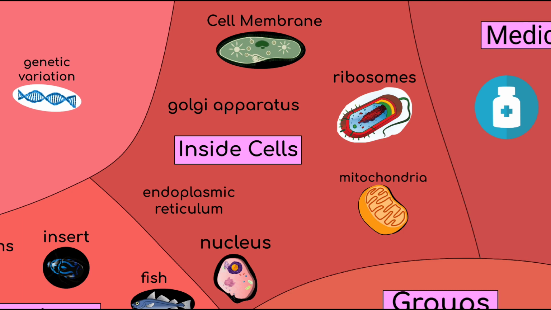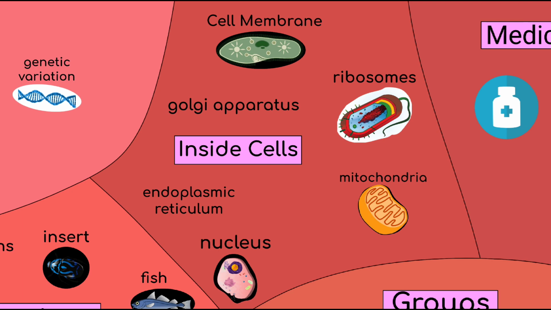Nucleus: central organelle containing DNA, governing genetic information and directing cellular functions. Mitochondria: powerhouse of the cell, producing energy, ATP, through cellular respiration. Endoplasmic reticulum: facilitates protein synthesis and transport, with rough ER hosting ribosomes.